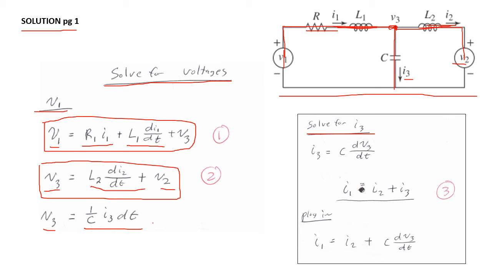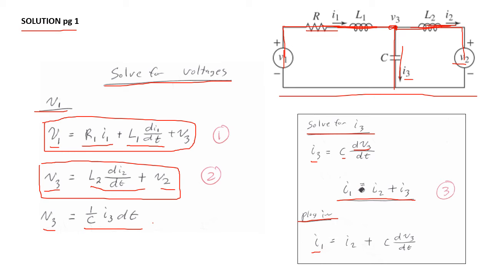So I rearrange this a little bit. I say that I3 is equal to C dV3 over dt. And I recall, if I take a look through this, my I1 is equal to my I2 plus my I3 over here. So I have this relationship, I1 is equal to I2 plus I3. So I can plug in now to this relationship here.